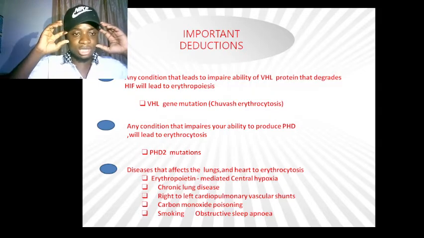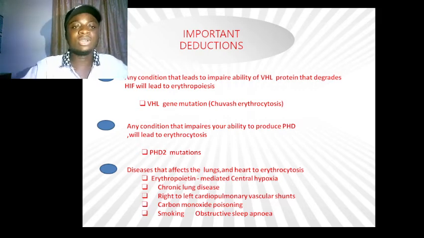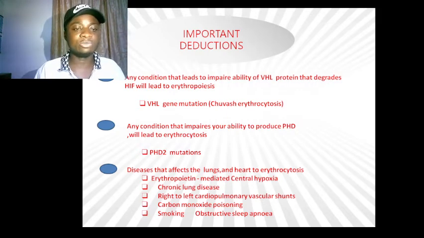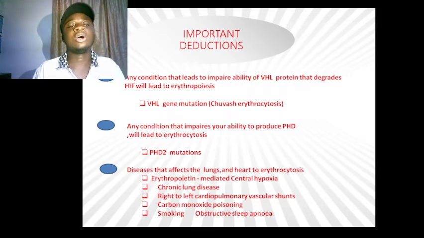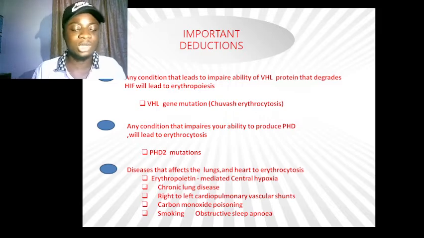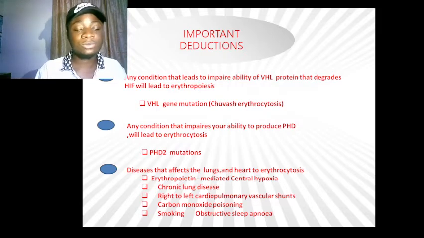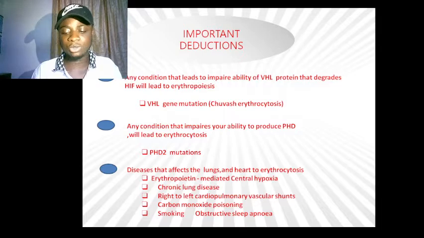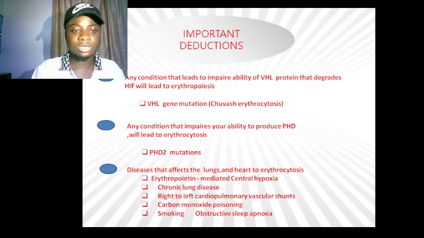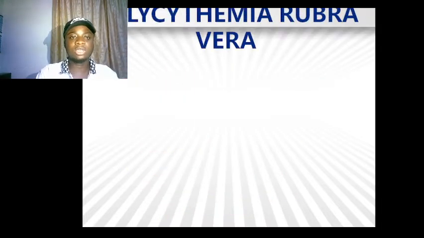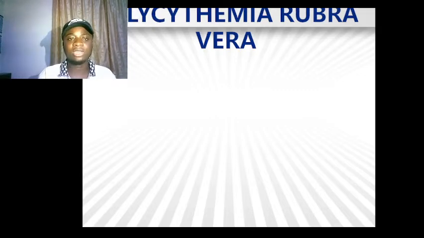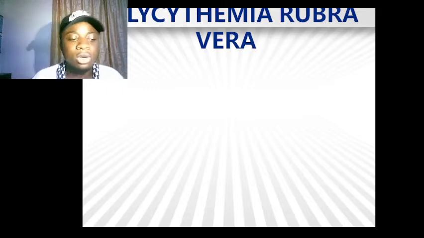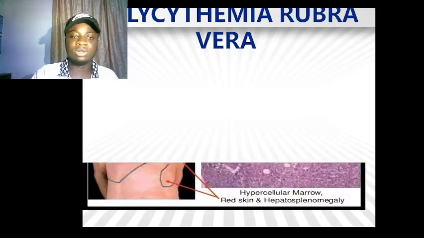So this needs understanding. If you understand the concept, I think it will be very, very simple for you. These processes are all occurring outside the erythroid compartment. That is why they are regarded as secondary erythrocytosis. Very, very important. Okay, so having done with erythrocytosis, let's talk about the malignant one, Polycythemia Vera.